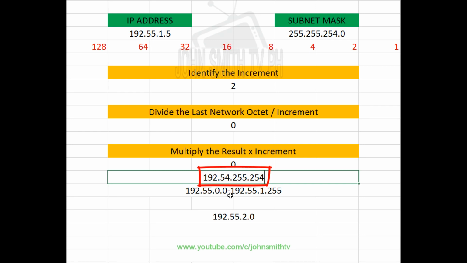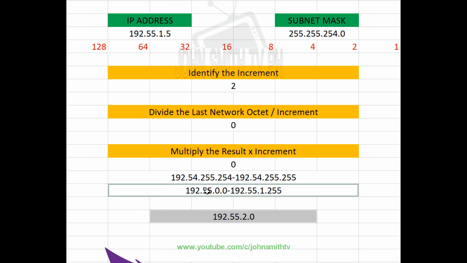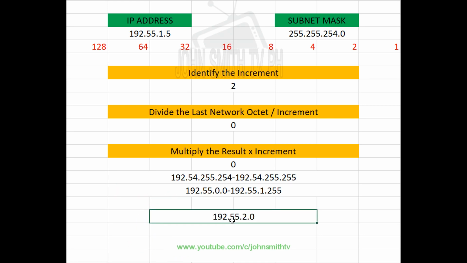So the previous network is 192.54.255.254. Now what is our broadcast? So minus 1 ka lang dito, 192.54.255.255. So ganun lang kadali para makuha mo yung previous and the next network. What if ang kinakailangan is makuha mo yung broadcast address ng next network after ng network mo, which is this one. So since this is our next network, ano pang kulang natin? Ang kulang natin para makuha natin yung broadcast niya is kailangan natin makuha yung next pa sa kanya. So ano ang next na kanya?